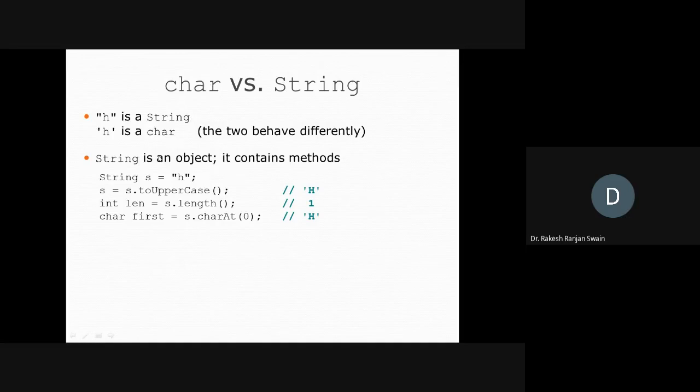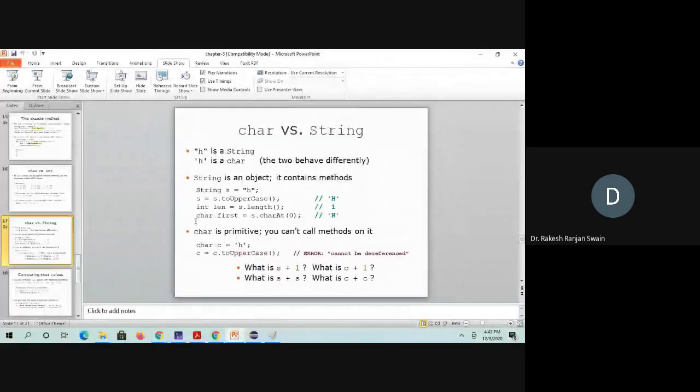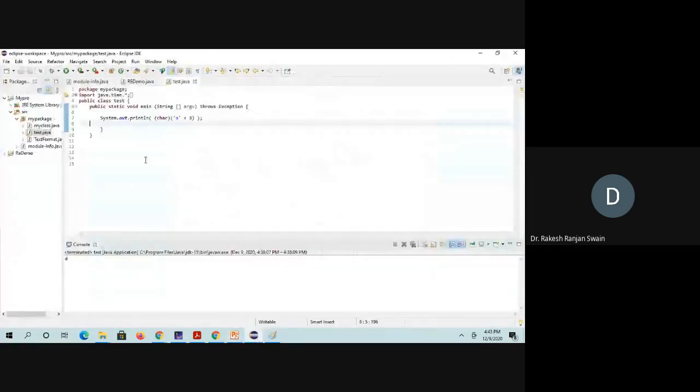But string is an object, so different methods are there. We already discussed the length method, toUpperCase, and charAt methods. We can use them only for the string. We cannot use them for the character. Let me show an example so that you can clearly understand.